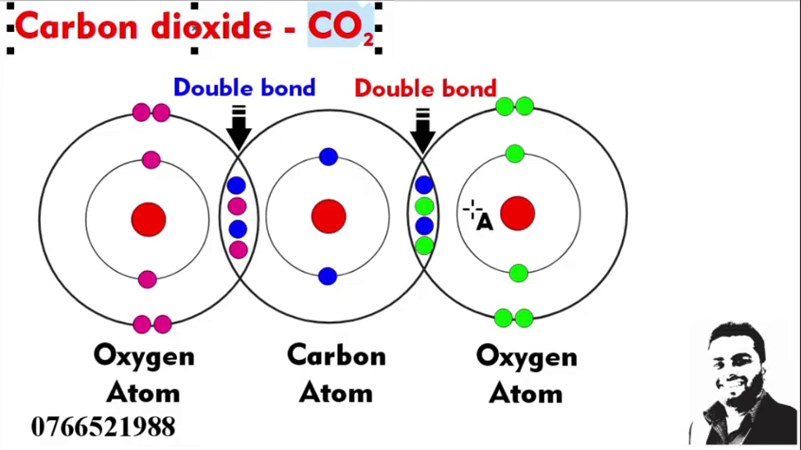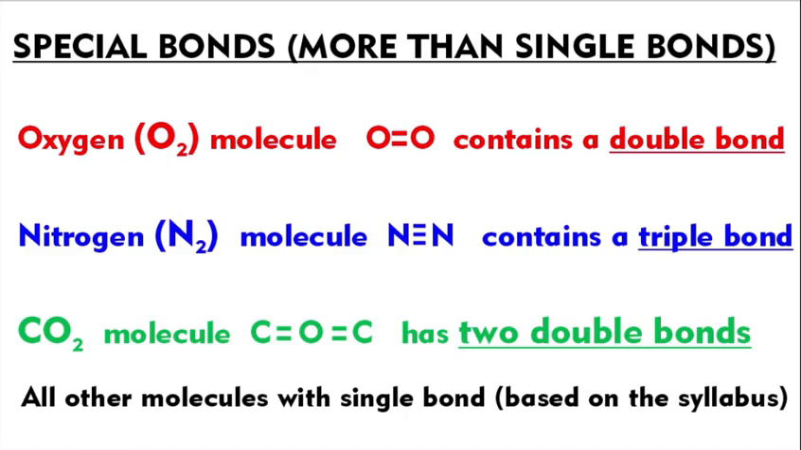2 double bonds. මෙතන double bonds දෙකක් හදලා තියෙනවා. So now the carbon has also completed its octet, and oxygen has also completed its octet. So you see no lone pairs with the carbon atom. Each oxygen has 2 lone pairs. So 2 double bonds are found.